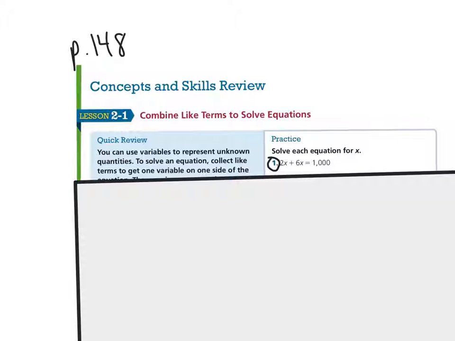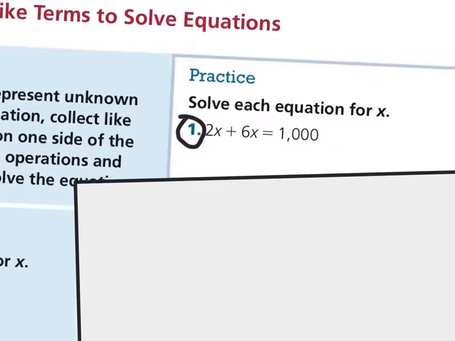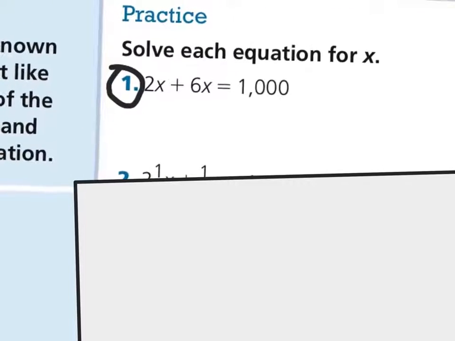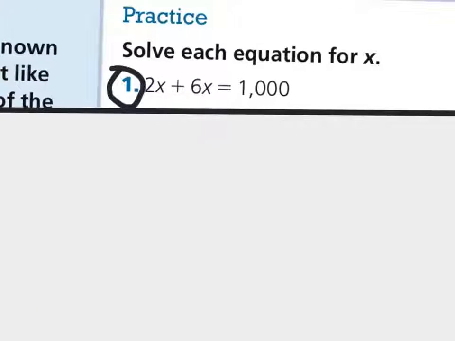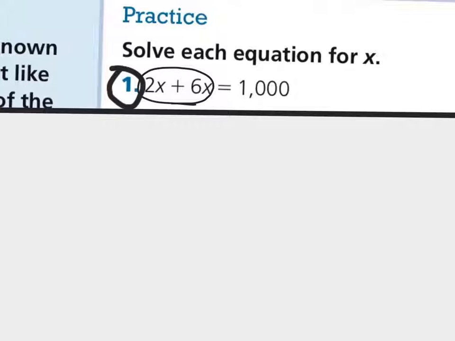On page 148, we review on lessons 2.1 through 2.4. Lesson 2.1 is on combining like terms to solve equations. So we look at number 1. So here on the left side we have like terms. We can combine 2x plus 6x is 8x. So 8x equals 1,000.